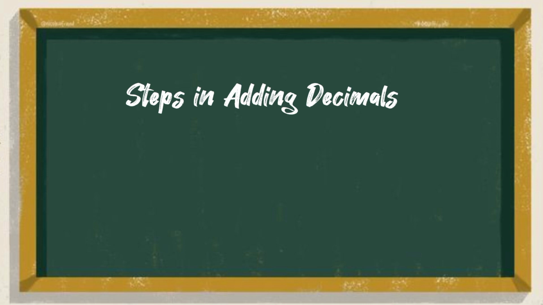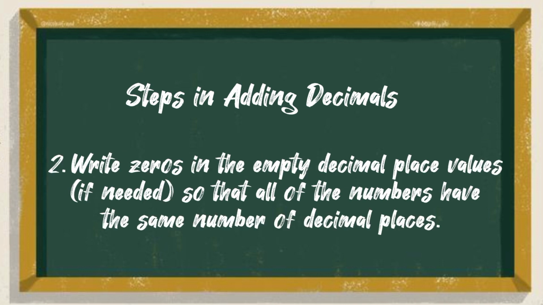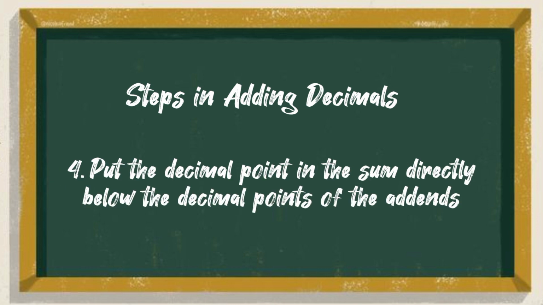Steps in adding decimal numbers. Step 1. Arrange the numbers in columns. Align the decimal points of the addends. Step 2. Write zeros in any empty decimal place values if needed, so that all of the numbers have the same number of decimal places. Step 3. Add like whole numbers. Step 4. Put the decimal point in the sum directly below the decimal points of the addends.